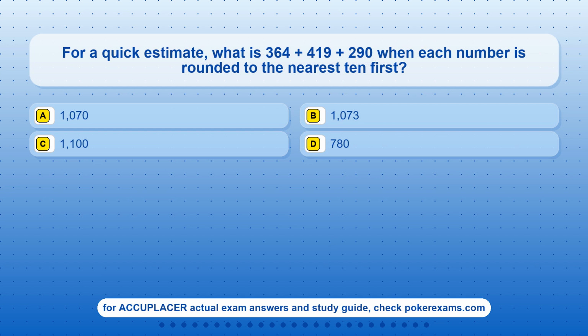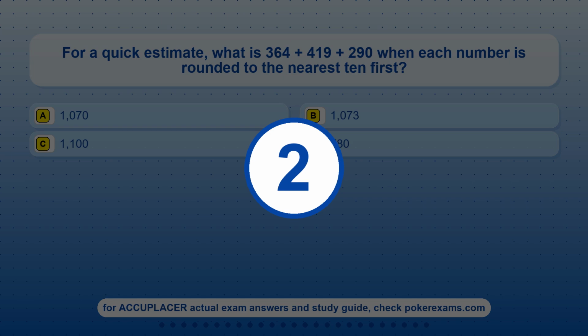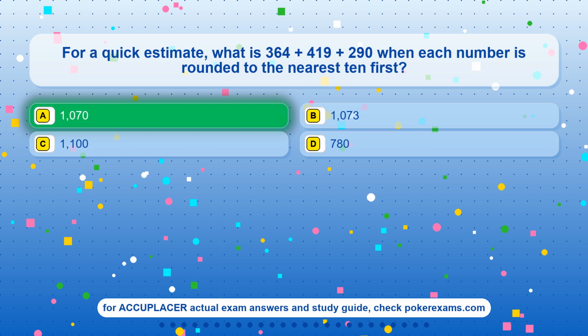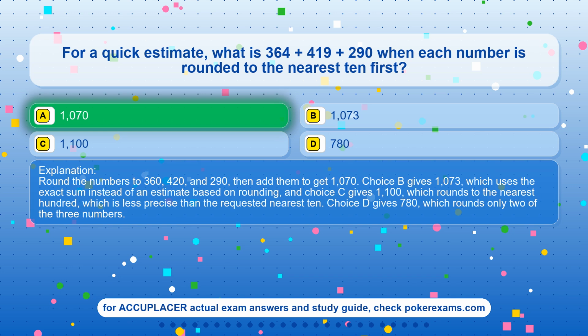Question 23. For a quick estimate, what is 364 plus 419 plus 290 when each number is rounded to the nearest 10 first? Option A, 1070, option B, 1073, option C, 1100, option D, 780. The correct answer is option A, 1070. Round the numbers to 360, 420, and 290, then add them to get 1070.